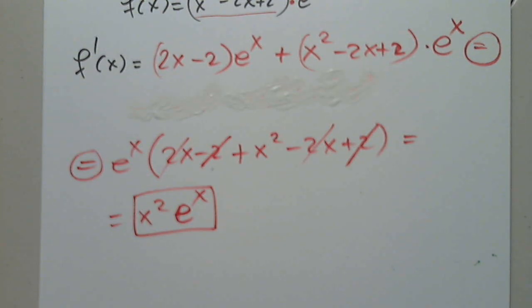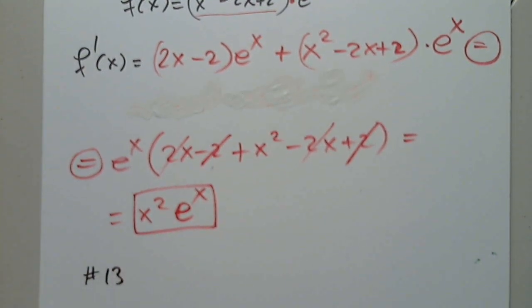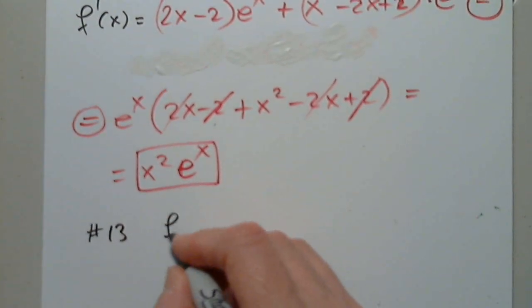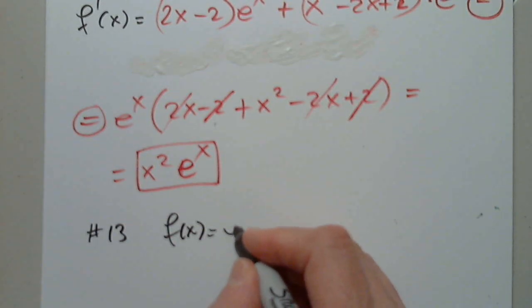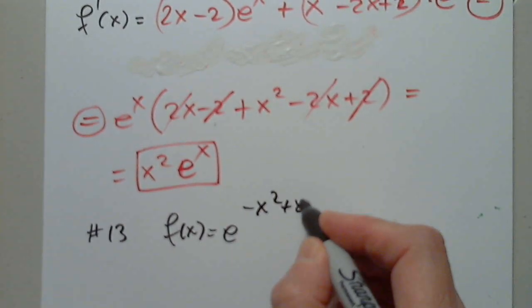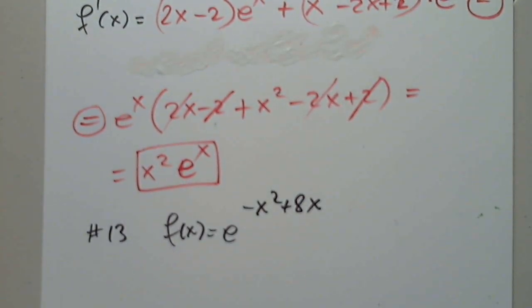Good. I'm sharing my screen, so let's choose anything else. This was 11. Anyone would like to pick? If not, I will. Okay, I will pick 13. And in 13 we have f of x equals e to negative x squared plus 8x. Okay, then we'll look at a quotient in a minute.